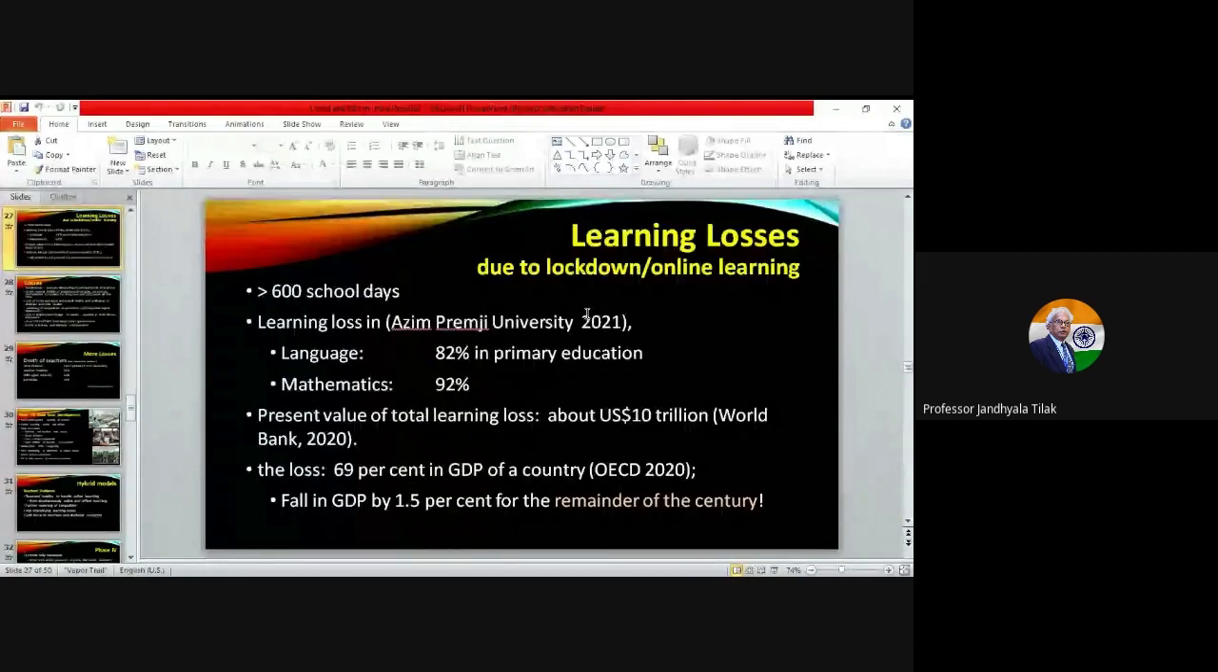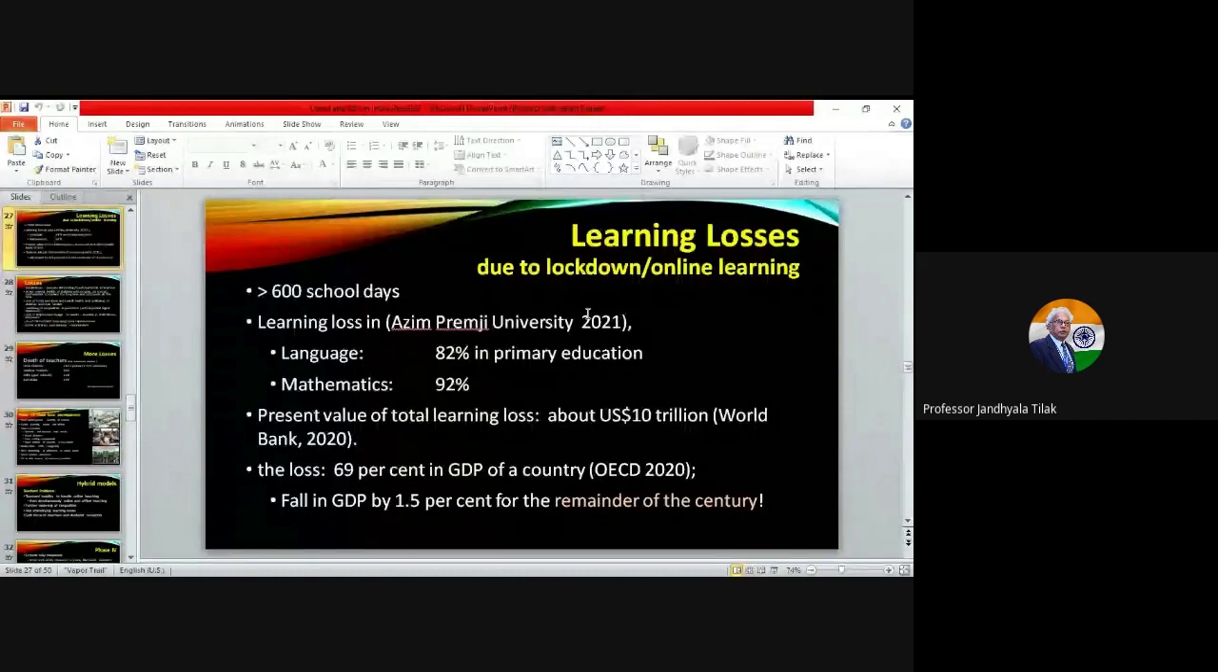The Azim Premji University, in a study, has estimated that there is an 82% loss in language skills of children in primary education, and in mathematics the loss is as high as 92%. And if we estimate in economic terms, in the world as a whole, something like $10 trillion was found as the total learning loss, which amounts to something like 69% of GDP of a country, according to OECD estimates.